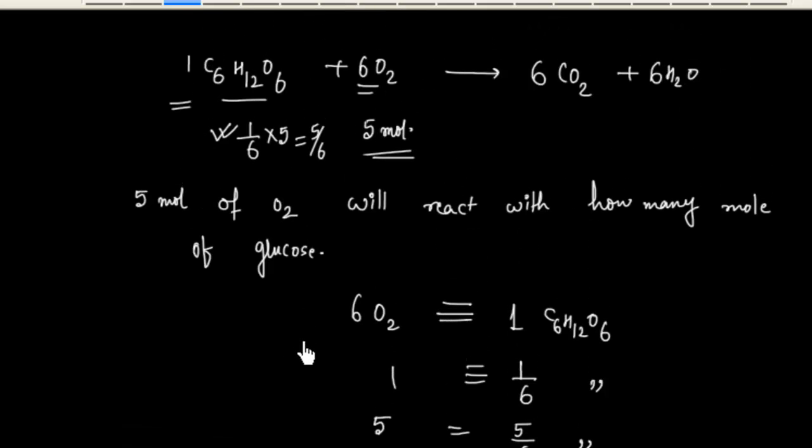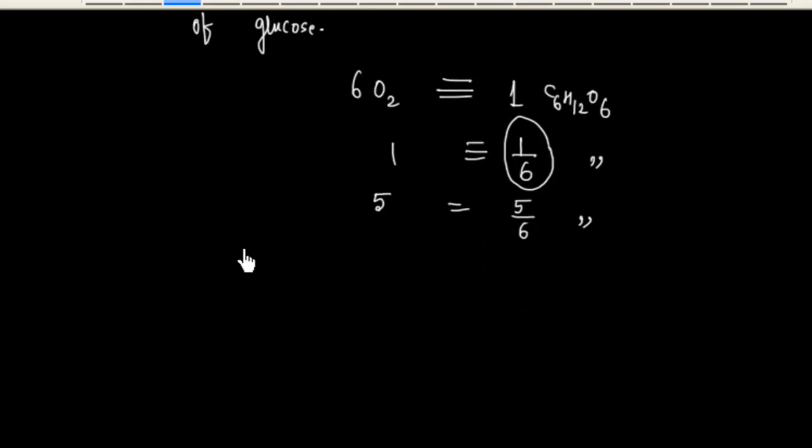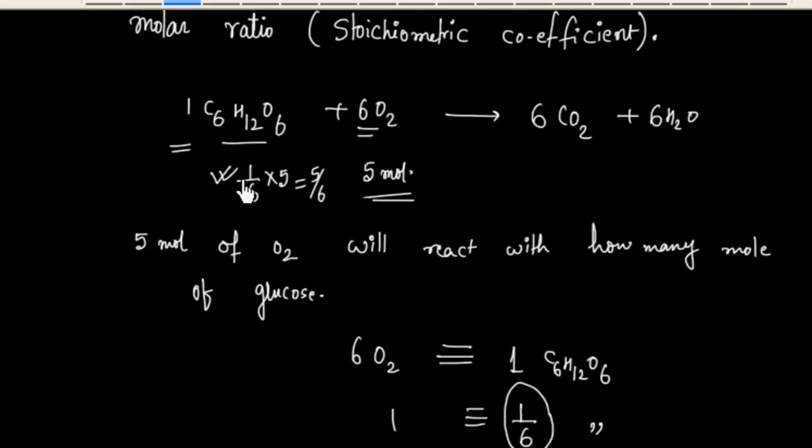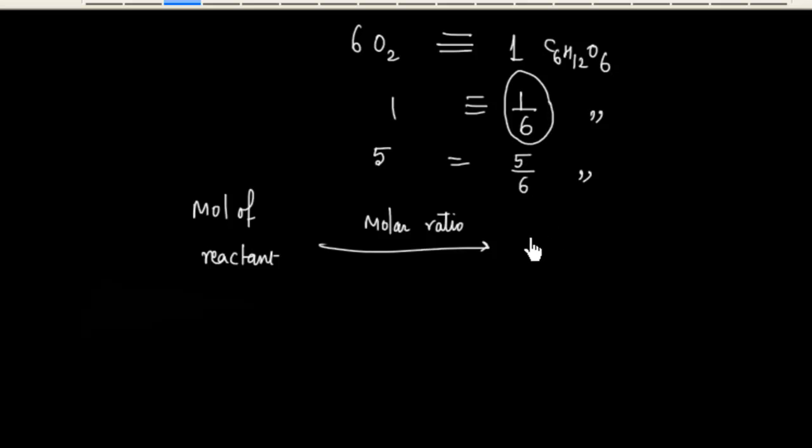So what we are doing, we are using this molar ratio, that is 1 by 6. This is the molar ratio, the ratio of moles. So we can use the molar ratio to calculate moles of another reactant. This means if I know the moles of one substance, we can use the molar ratio to calculate the moles of product. The other is also true. If the moles of product is given, we can calculate the moles of reactant.